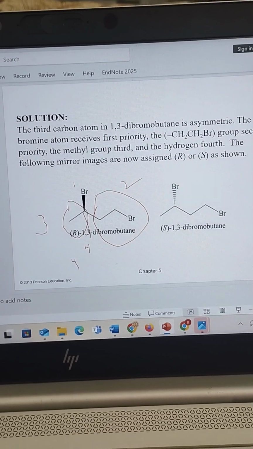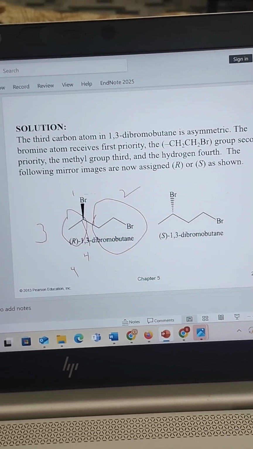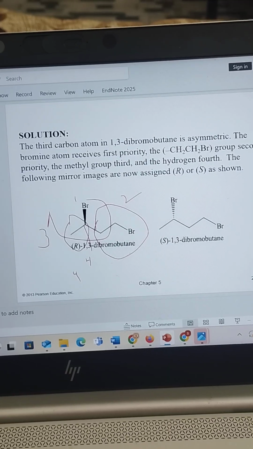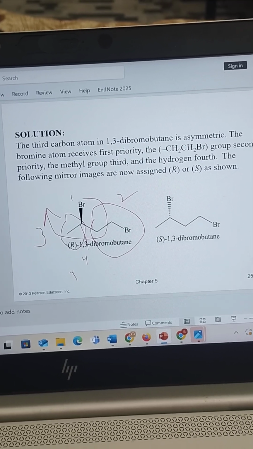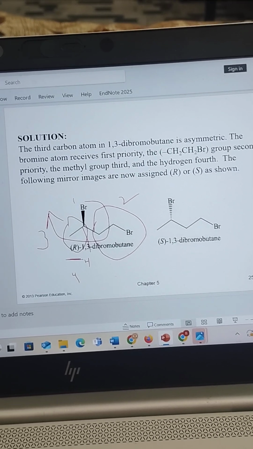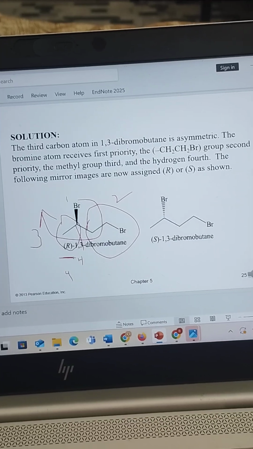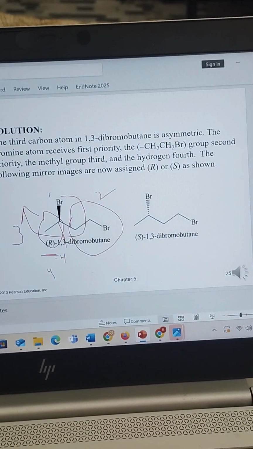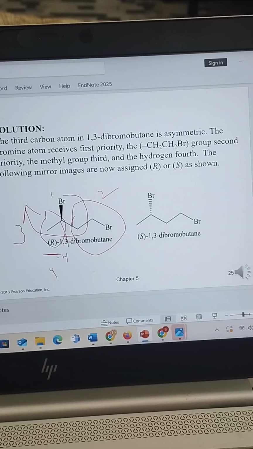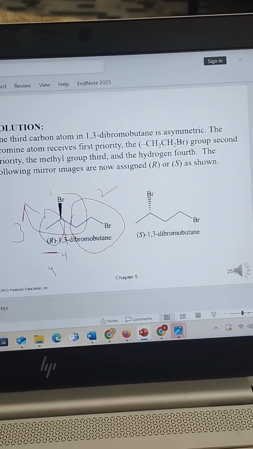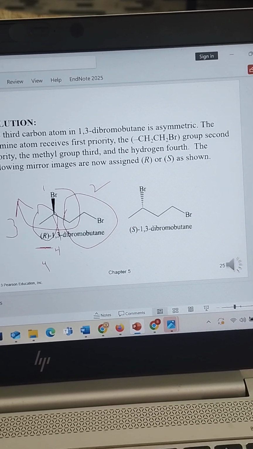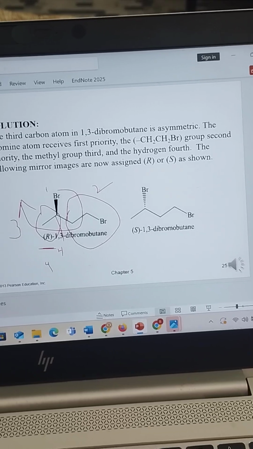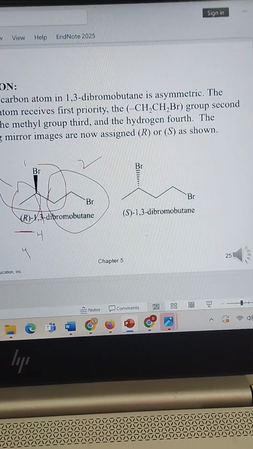So we will now draw the arrow from 1, 2 and 3, 4 like this. So what is this? This is in the clockwise direction, so we will assign the R priority. And we will have to draw its enantiomer, and an enantiomer would be a non-superimposable mirror image. Both of the molecules are non-superimposable to each other. So R and S, the other molecule would be in the S configuration.